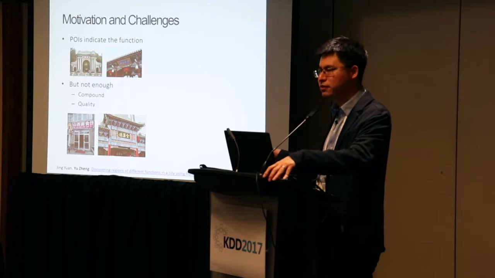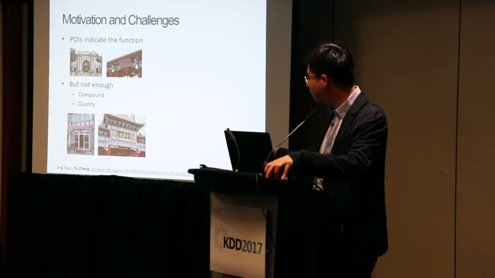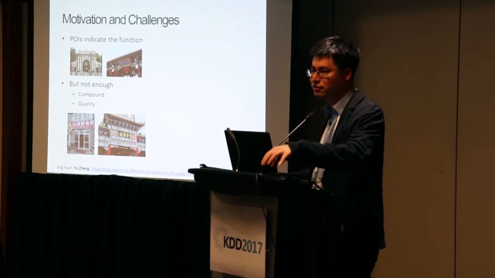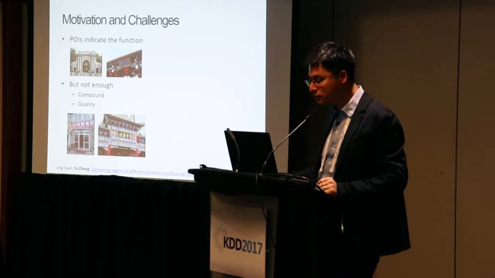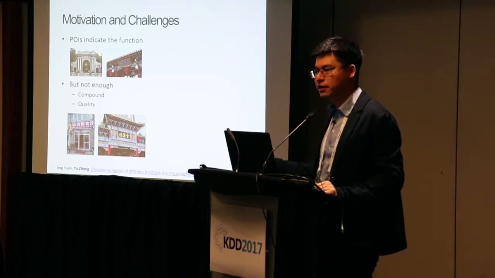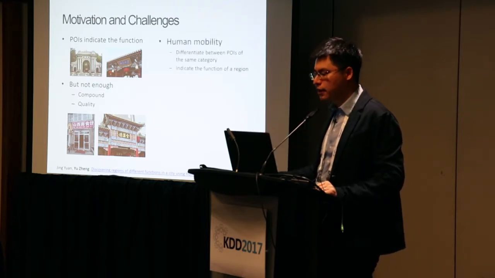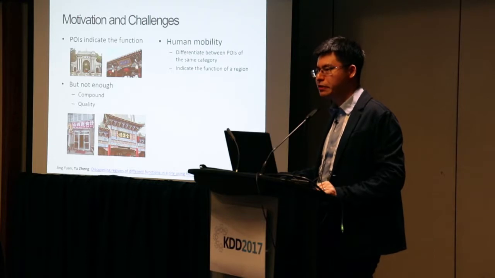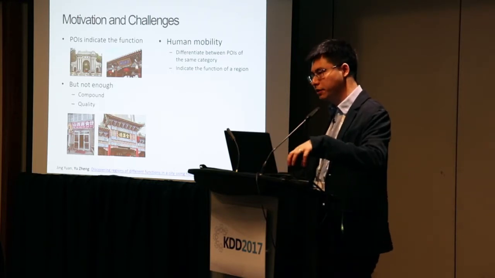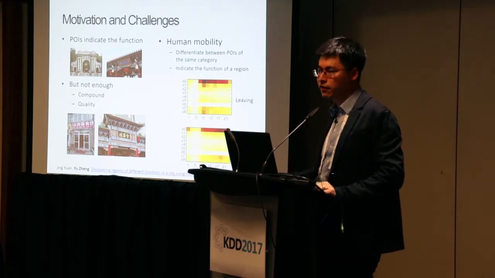This one may be built in some neighborhood serving local people, but this one may be built in some commercial area or even a tourist attraction, attracting people from around the city. So only using the point of interest data cannot really reveal the function of a region. And human mobility data can help differentiate between the POIs of the same category. And also, human mobility data can help us identify the function of a region.